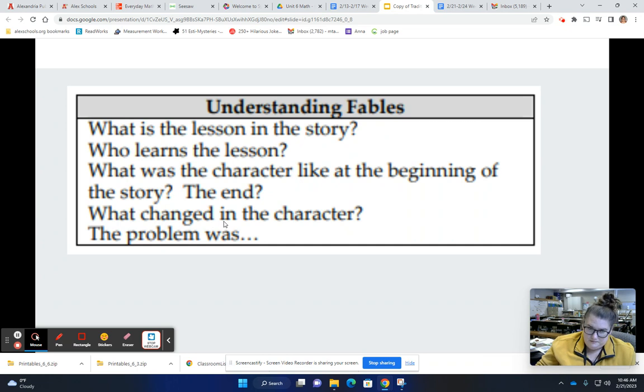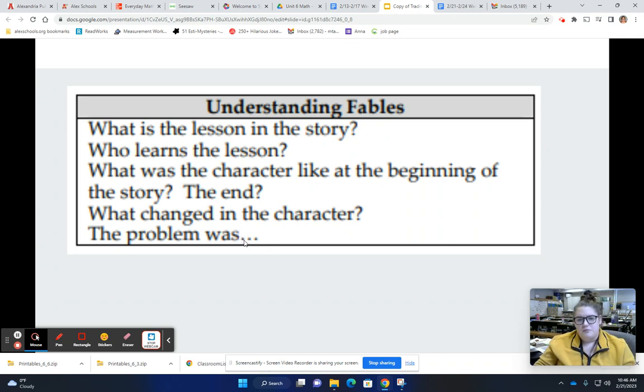Who learns the lesson? Well, I think the lion learns the lesson. I think the mouse knew it all along, but I think the lion really learned the lesson. The character at the beginning of the story, the lion, felt like he was the biggest and the baddest animal. At the end, he realized that even a mouse could help a lion.